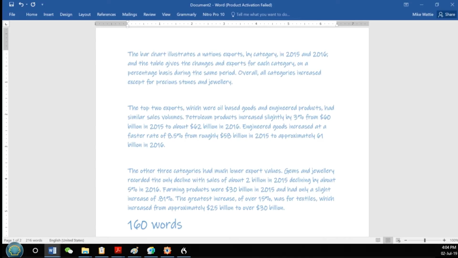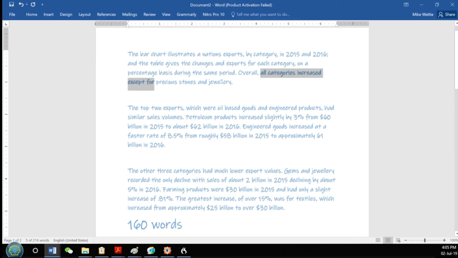In this report, our highlights pop out. Let's have a look at some of our highlights in here. We've got some excellent highlights. Our overall summary: all categories increased except for... Okay, so we know that all of the categories increased except for one, and that was precious stones and jewelry.